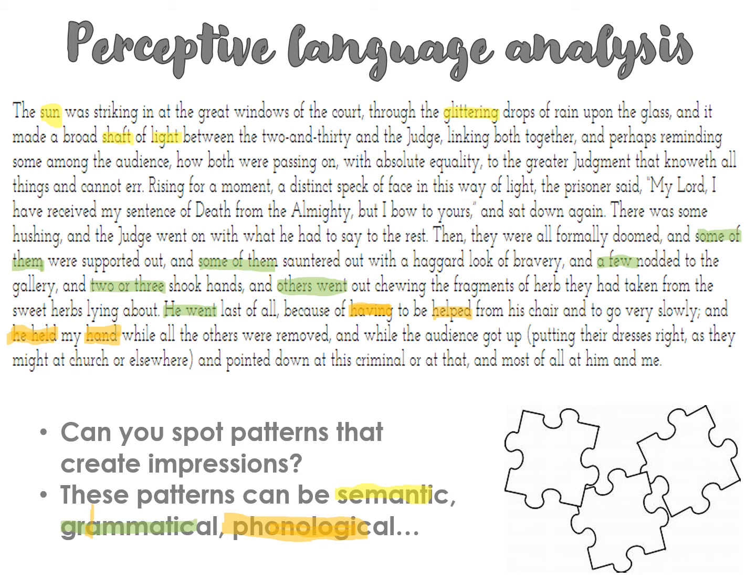And this phonological feature, this repetition of the alliterative H, "having to be helped, he held my hand," emphasizes an important representation of Magwitch, that at this point he's vulnerable physically. At this point he's not a threat to society, and therefore it makes the pronouncement of his coming death incredibly upsetting.